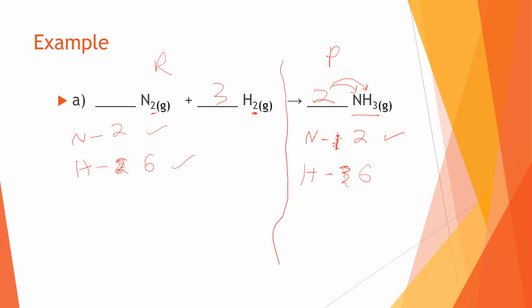Do I have to add the 1 here? No. If it's blank, then I just understand that there's a 1 there. So 1 molecule of nitrogen gas plus 3 molecules of hydrogen gas give us 2 molecules of ammonia. And you can see here that everything balances out.